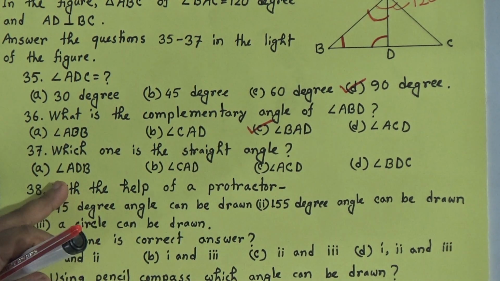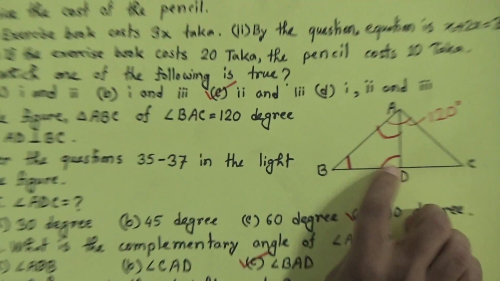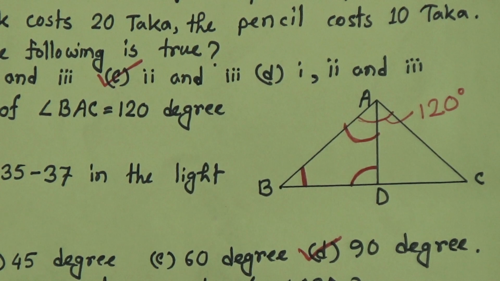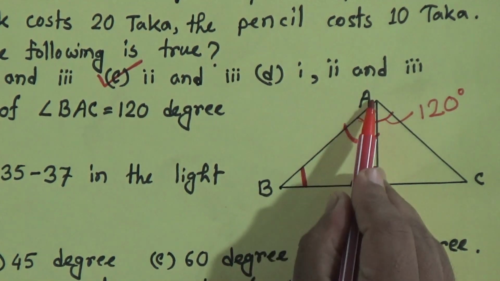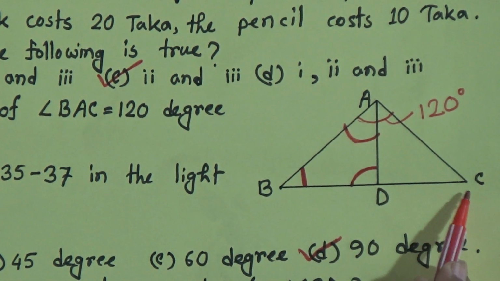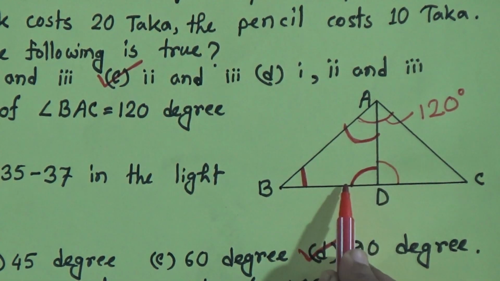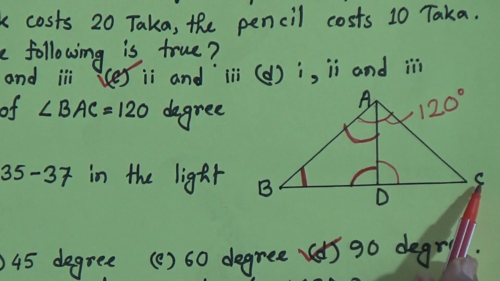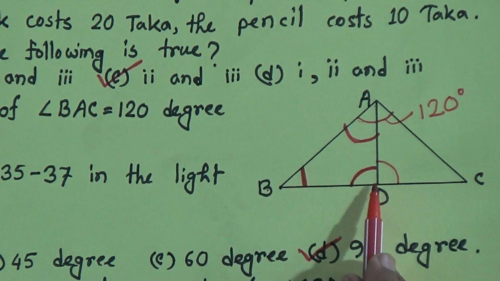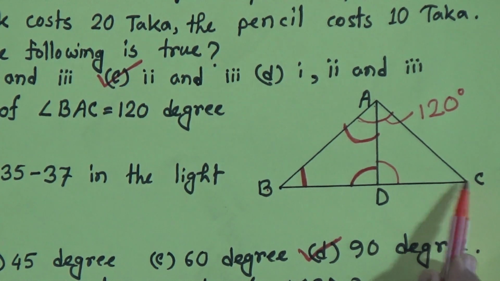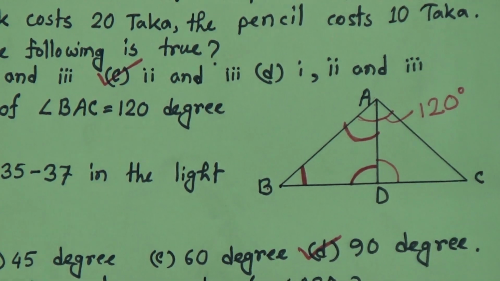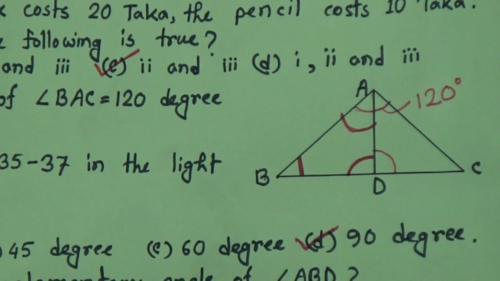Okay, the question says that AD is perpendicular to BC. That means these are right angles. ADB and ADC are right angles. That means the sum of angle ADB and angle ADC, which is angle BDC, is two right angles. So angle BDC will be our straight angle.